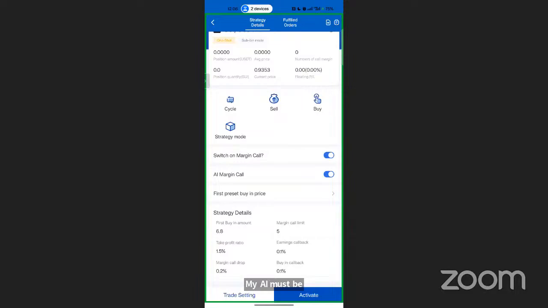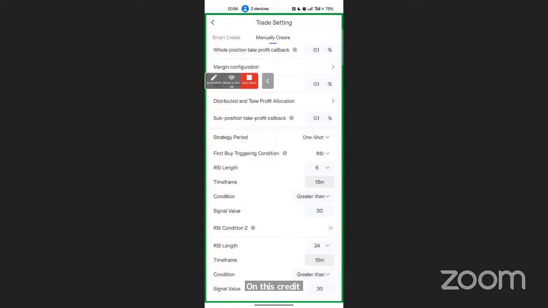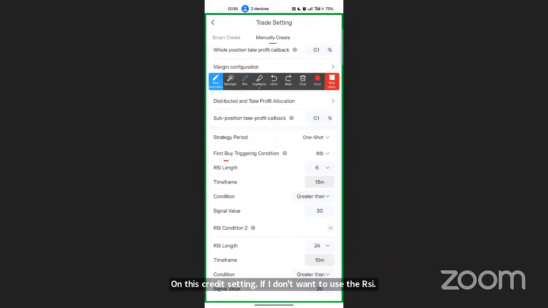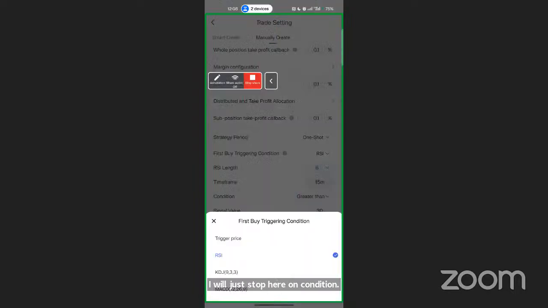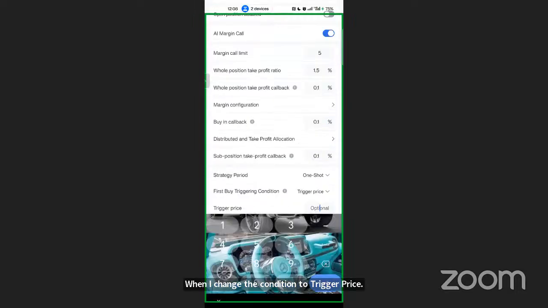So I come here on this trade setting. If I don't want to use the RSI, I will just tap here on condition and I change. Am I clear? And I change the condition to trigger price. And I put in a preset price if it has been given. You see?